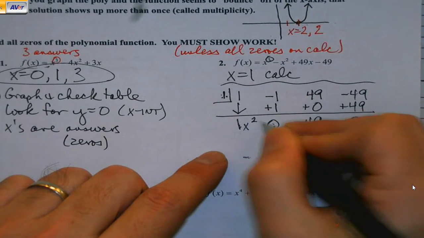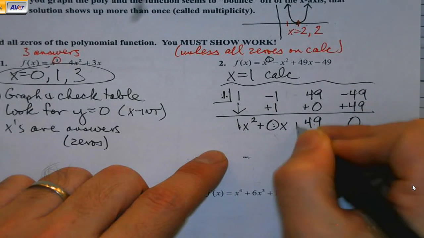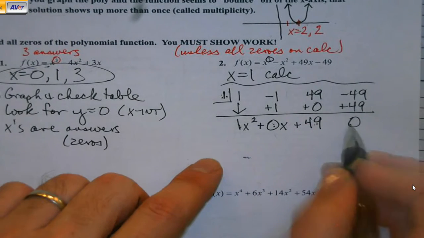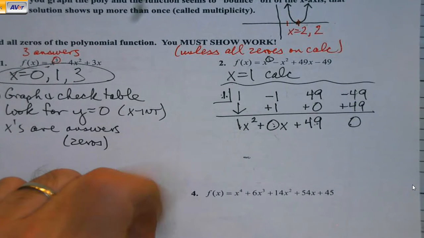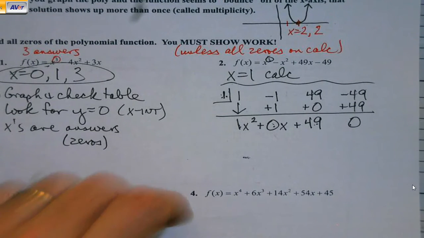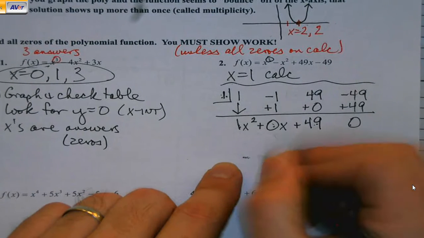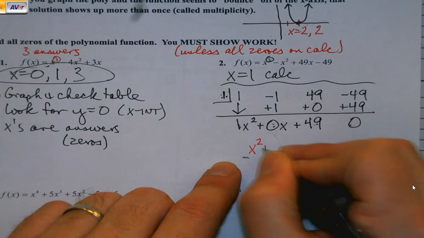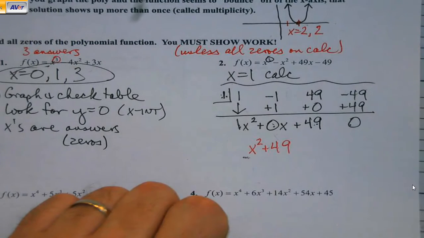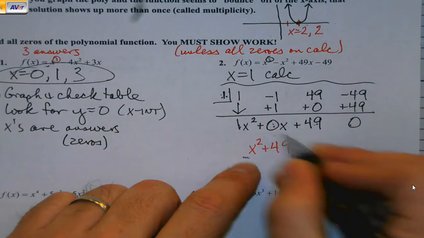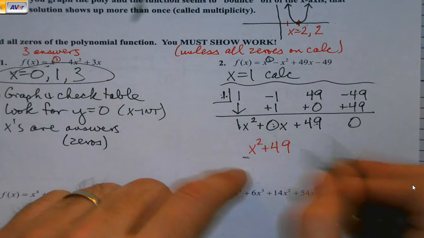So x squared, x, constant, and my remainder. You're like, okay, so how's that tell me an answer? It doesn't quite get there, but we're almost there. I'm going to write this out as the equation that's there. So x squared minus 49, because 0x is just gone.